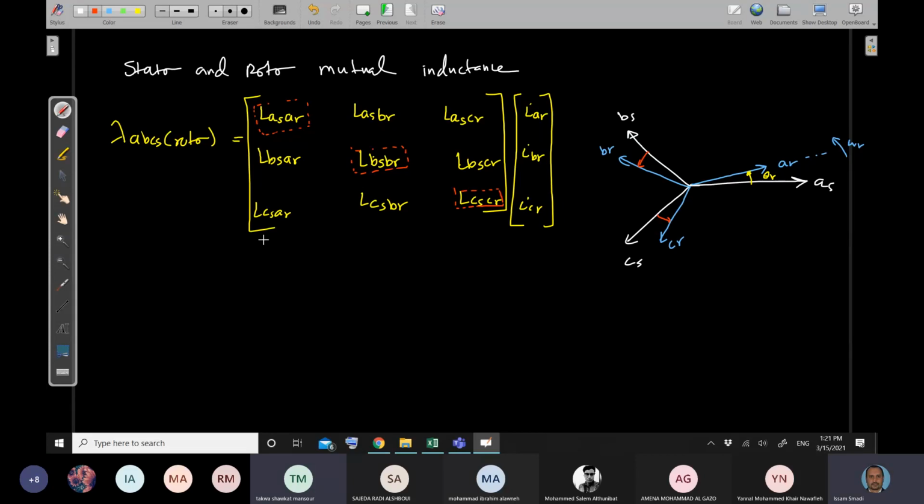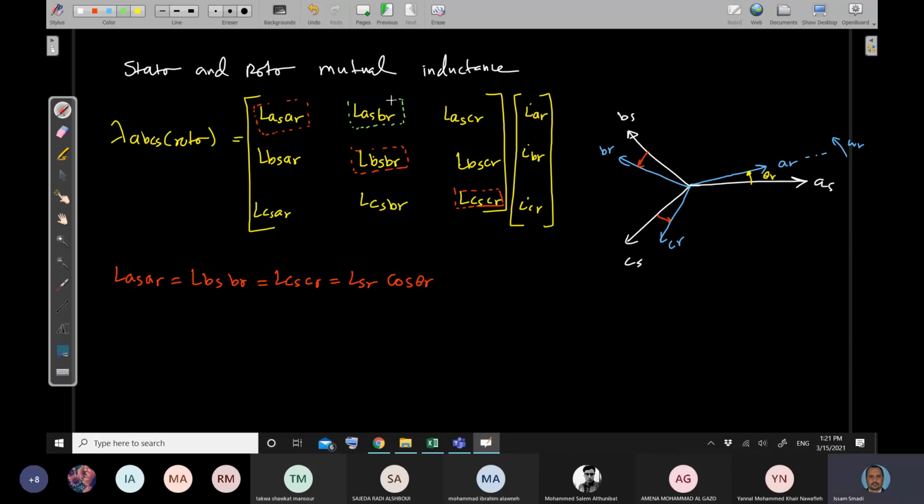So simply this means that LAS AR will equal LBS BR will equal LCS CR, yes? Now I'm having, let's say, the inductance LSR, then I need to project according to the angle, so this will be cosine theta R. Good.